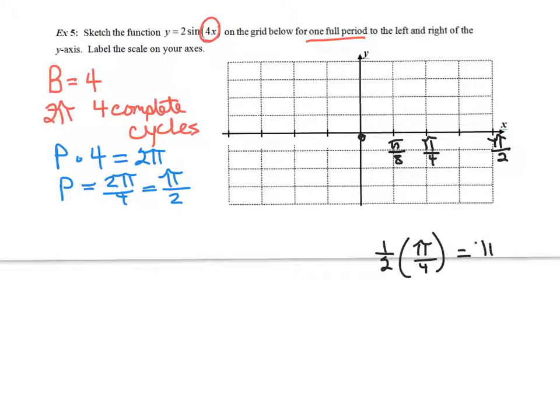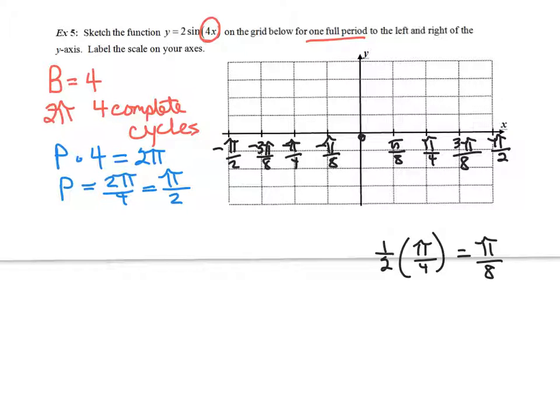And that's where I got the pi over 8. So really what we're doing here is counting by pi over 8. There's 1 pi over 8, 2 pi over 8, so the next one's going to be 3 pi over 8. And then the last one would of course be 4 pi over 8, which is pi over 2. Now go in the negative direction, so same exact labels. Negative pi over 8, negative pi over 4, negative 3 pi over 8, and negative pi over 2.